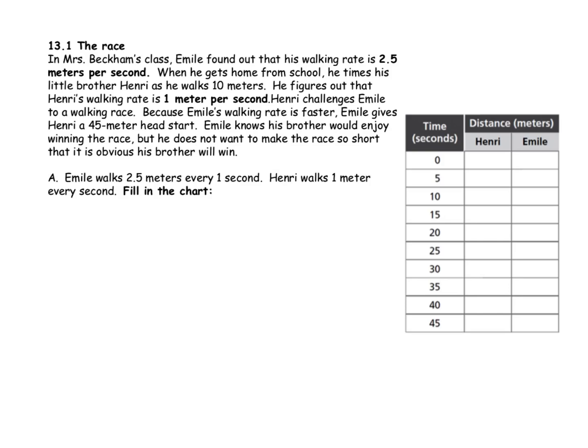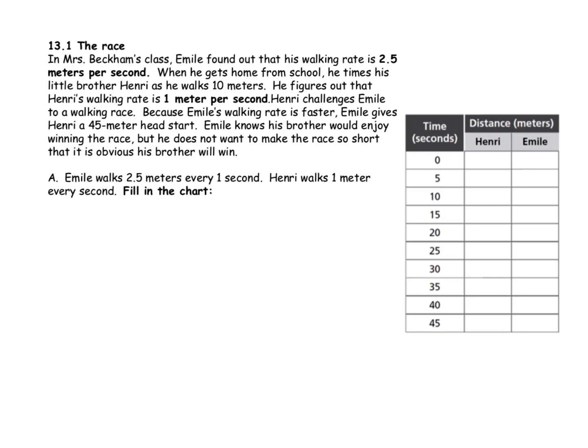So here's the situation. It says, in Mrs. Beckham's class, Emil found out that his walking rate is 2.5 meters per second. When he gets home from school, he times his little brother Henry as he walks 10 meters. He figures out that Henry's walking rate is 1 meter per second. Henry challenges Emil to a walking race. Because Emil's walking rate is faster, Emil gives Henry a 45-meter head start. Emil knows his brother would enjoy winning the race, but he does not want to make the race so short that it's obvious his brother will win.